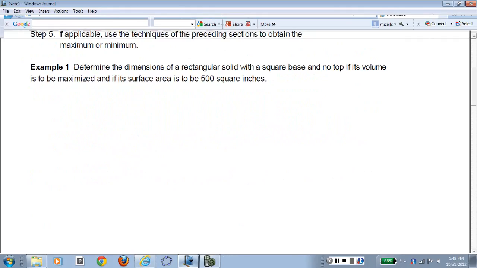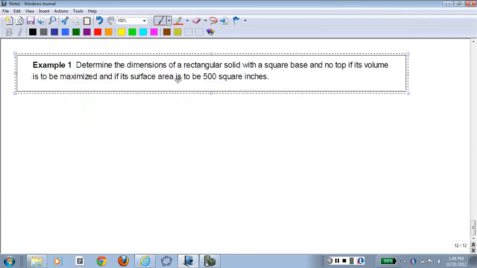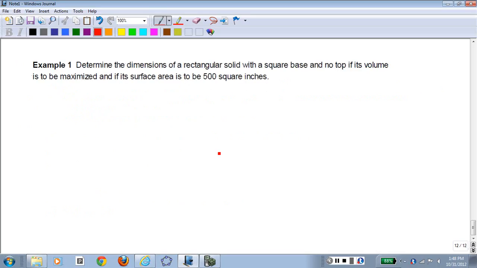I wonder if I've already pasted it there. Nope. Let's paste it here. Determine the dimensions of a rectangular solid with a square base and no top, if its volume is to be maximized and its surface area is to be 500 square inches.